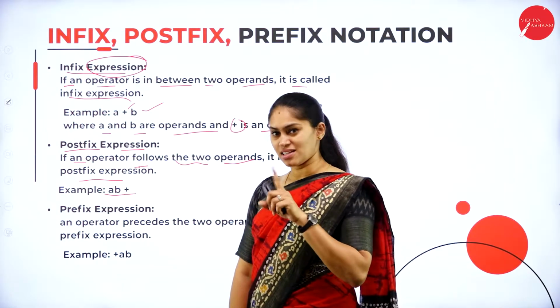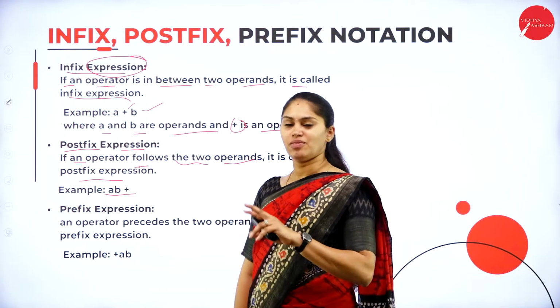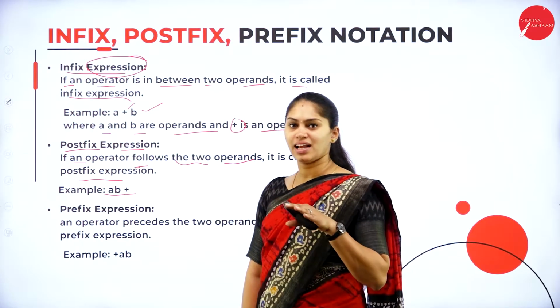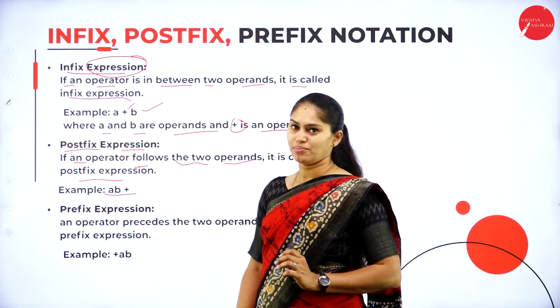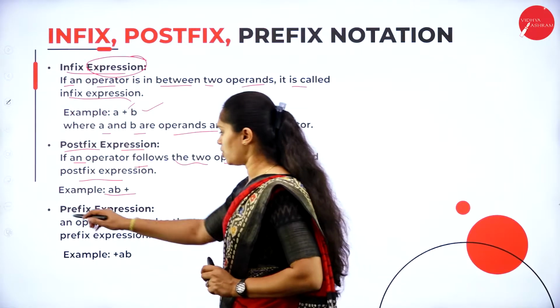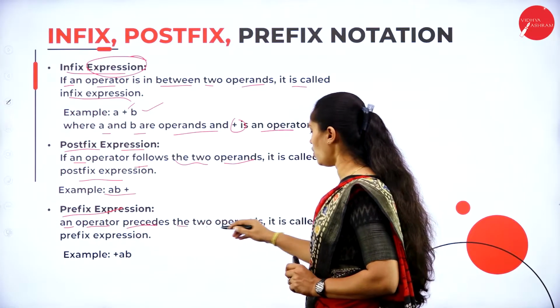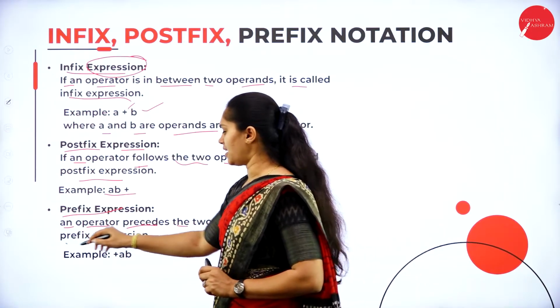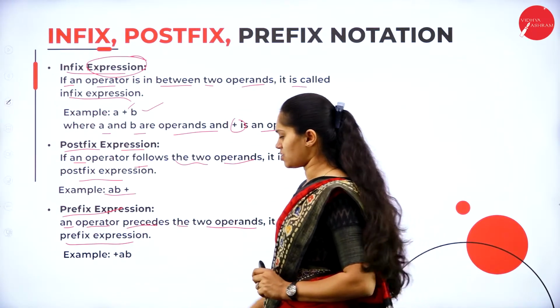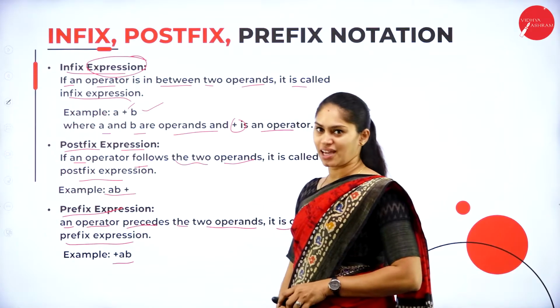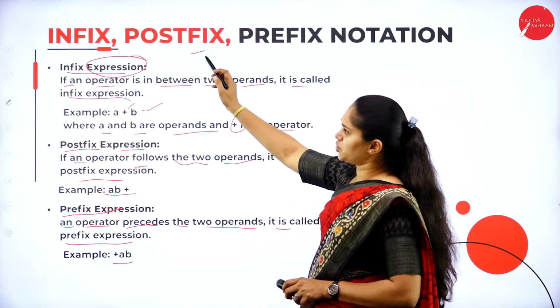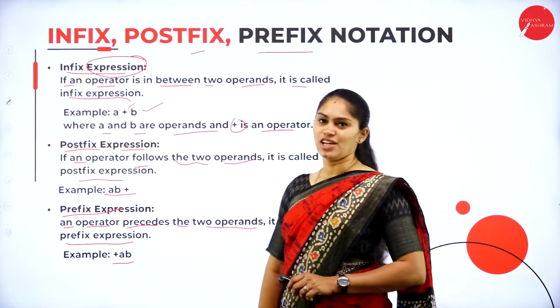What is the example? AB plus. Then what could be in prefix? That means the operator will come first, then that will be followed by the two operands. So when it comes to the prefix expression, an operator precedes the two operands, then that is considered a prefix expression. So here you can see that plus AB. These are regarding postfix as well as prefix notation.